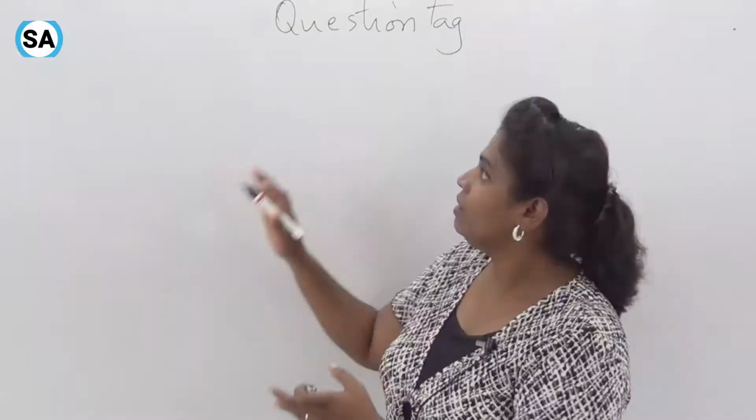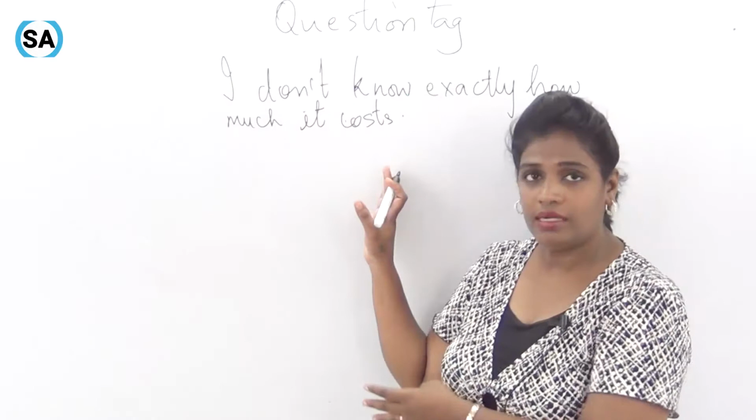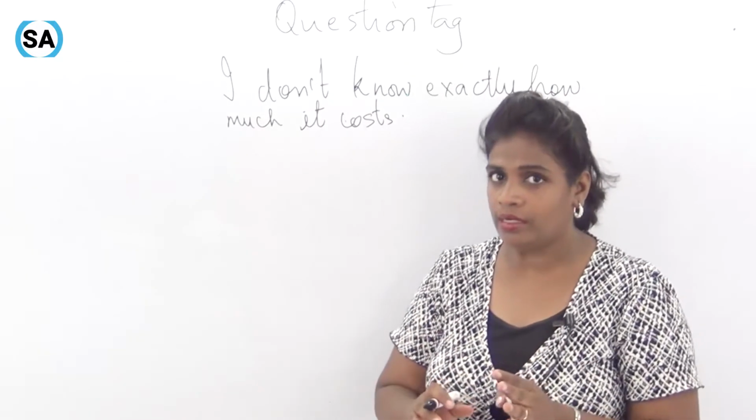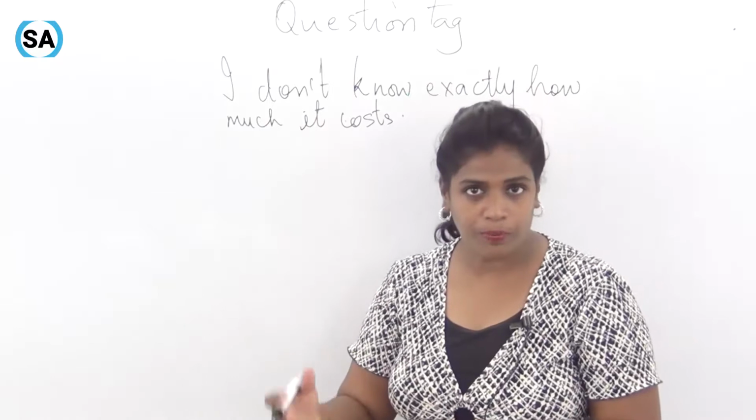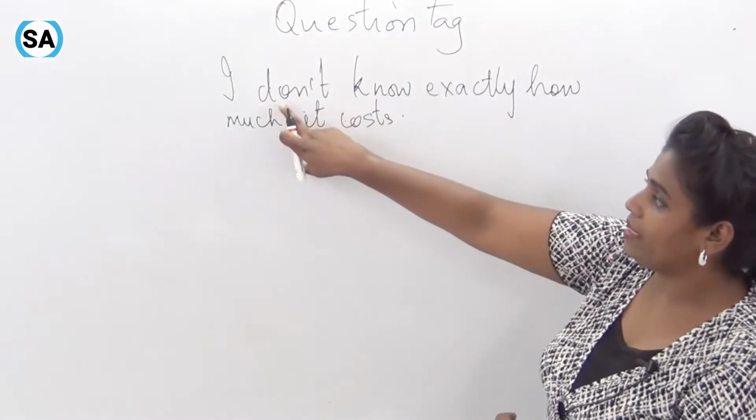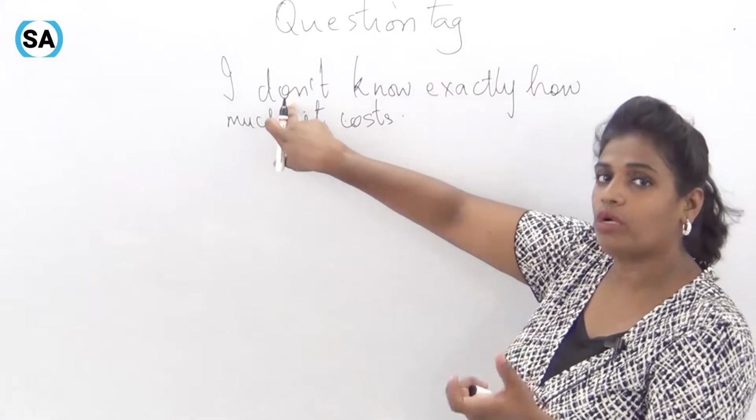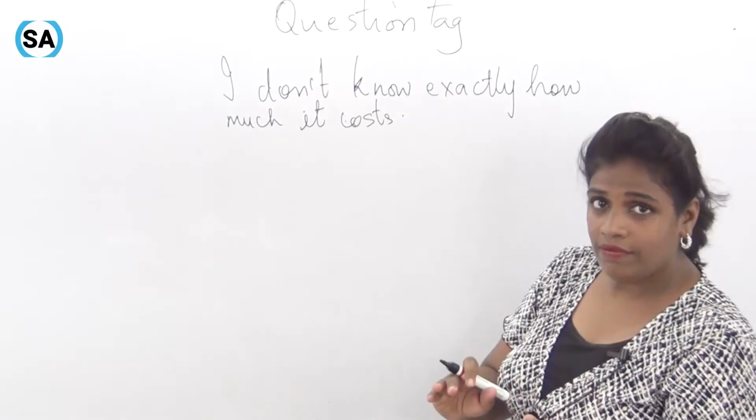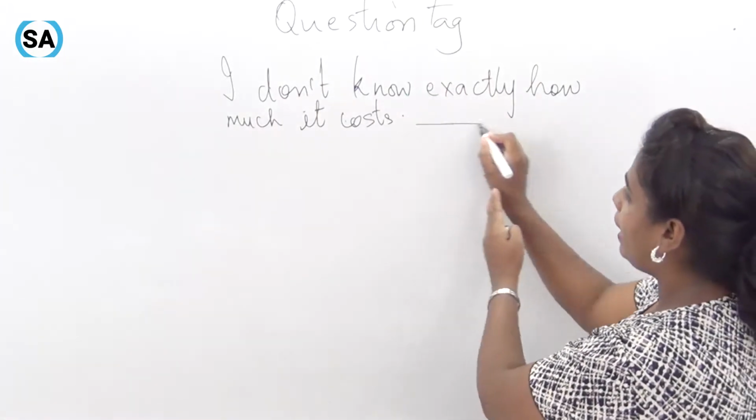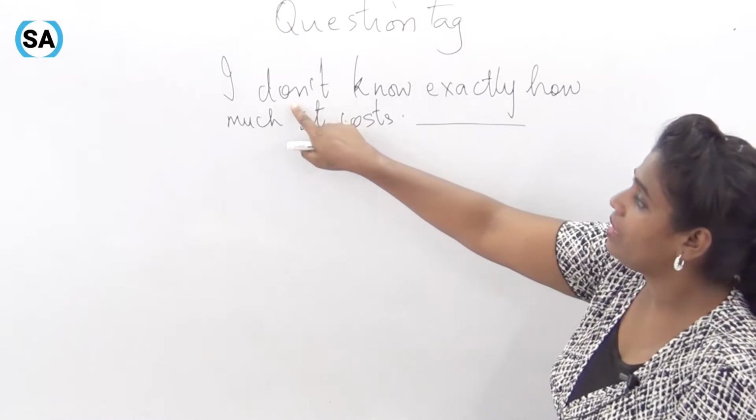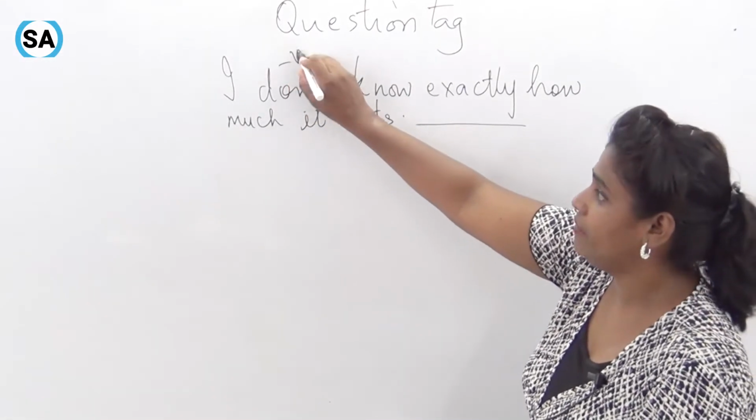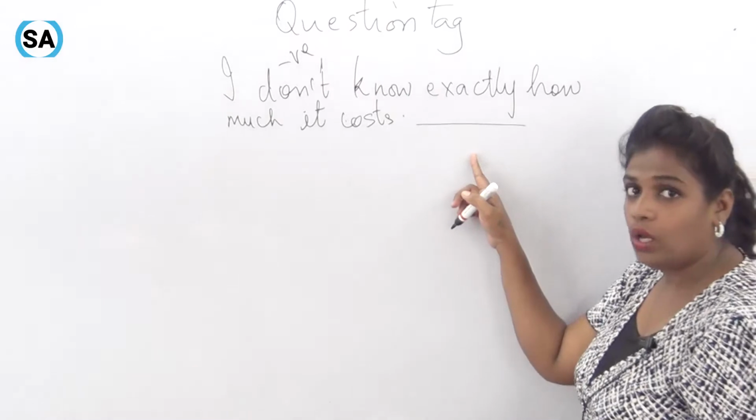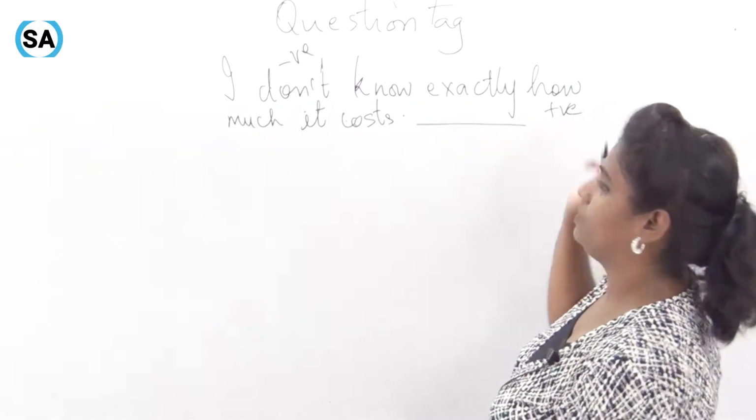So what we will do is we need to learn the basic tricks of how we can add a question tag to it. We will see the sentence in which form it is, whether it is negative or positive. So when we see this sentence, we find this word don't, that is the short form of do not. So we say this is a negative sentence. So when we add this question tag at the end, we have to see this is negative, so our question tag will be positive.